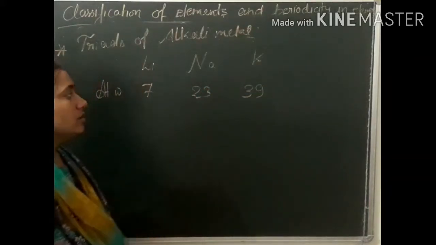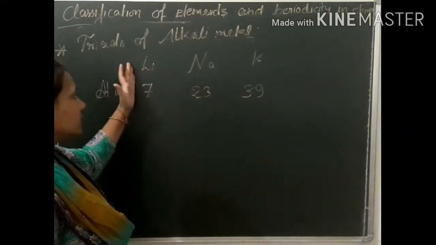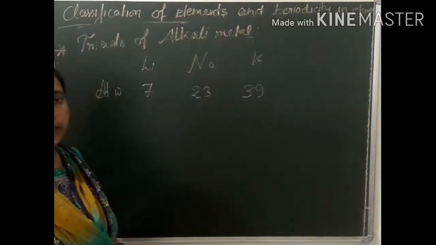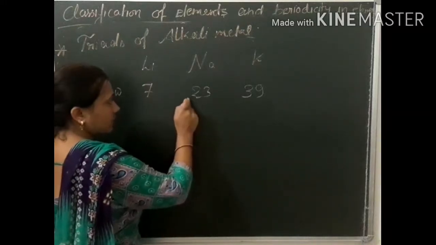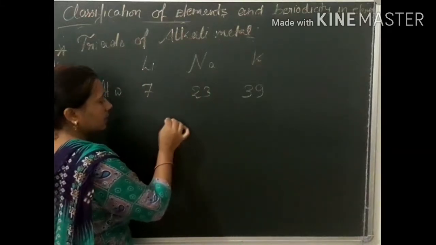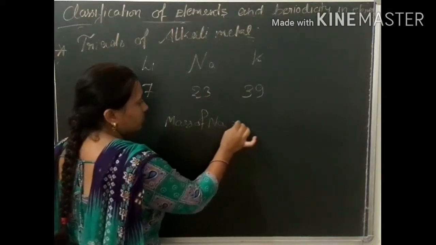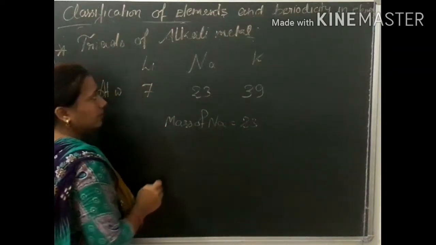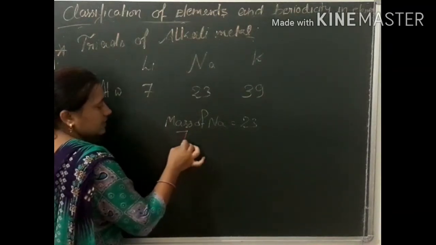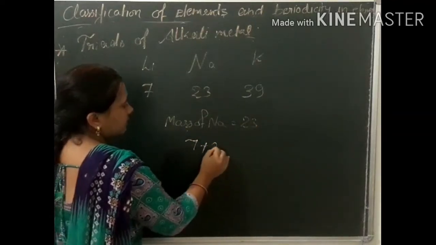He says that the atomic mass of the middle element is equal, or nearly the same, to the arithmetic mean of the first and third elements. For example, the atomic mass of sodium, the middle element, is 23, the mass of lithium is 7, and the mass of potassium is 39.